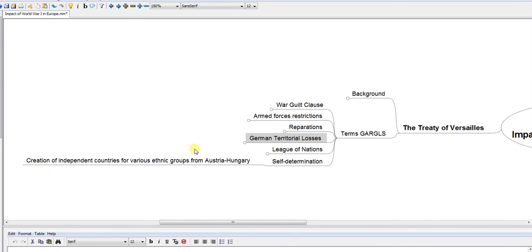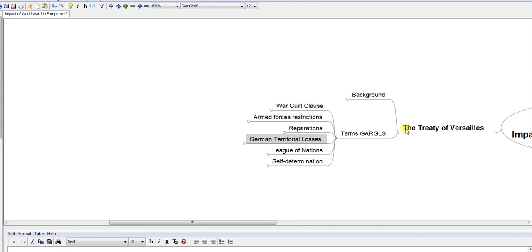For example, the Austro-Hungarian Empire was made up of many different nationalities. At the end of World War One, because they were part of the Central Powers, the so-called bad guys, they were made to split up. So Austria and Hungary became two separate countries. Countries like Czechoslovakia came out of this particular empire.